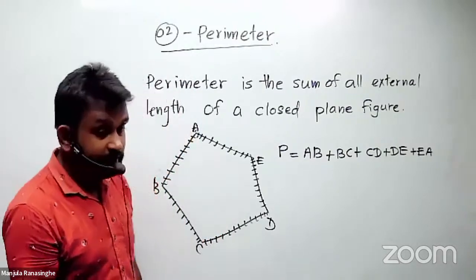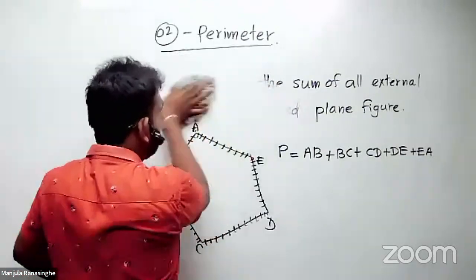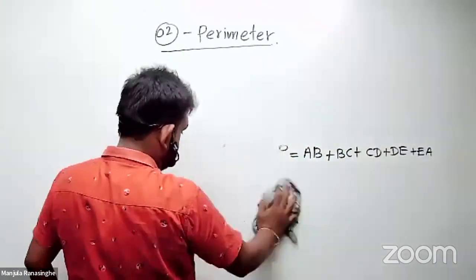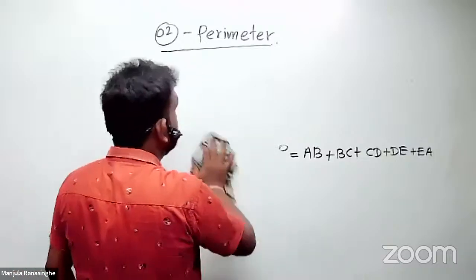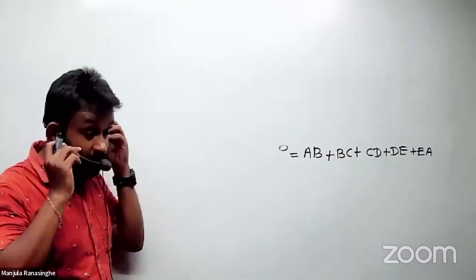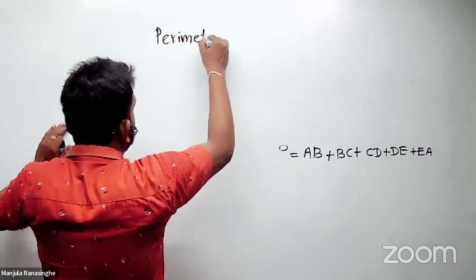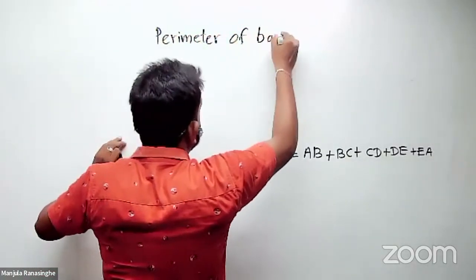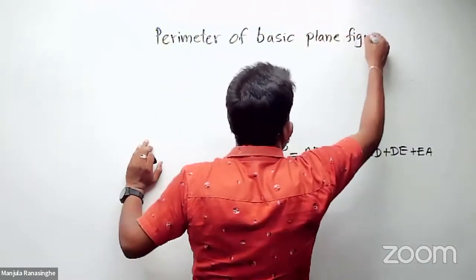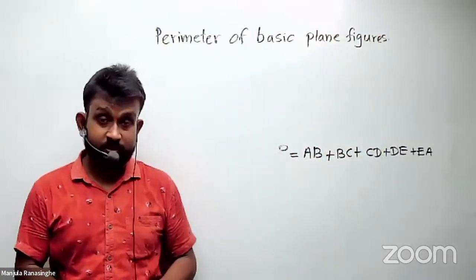Now you can write down the subtopic: perimeter of basic plane figures. Let's find the perimeter of the basic plane figures we know. Perimeter of basic plane figures. This is the topic.